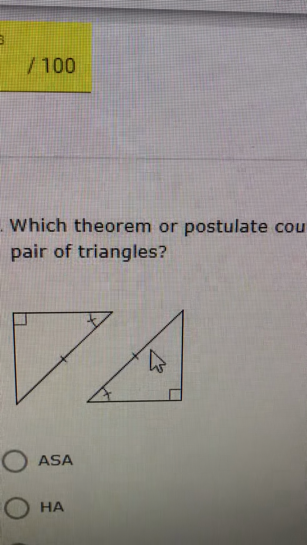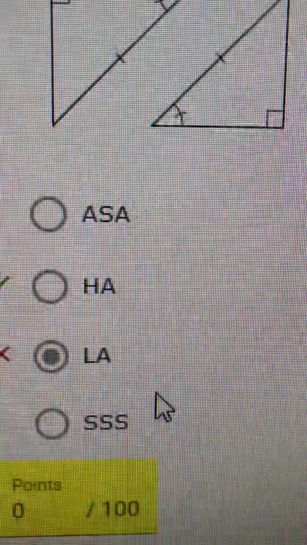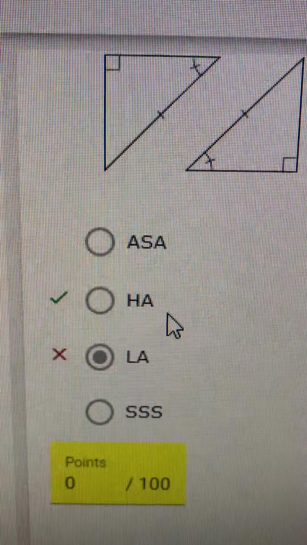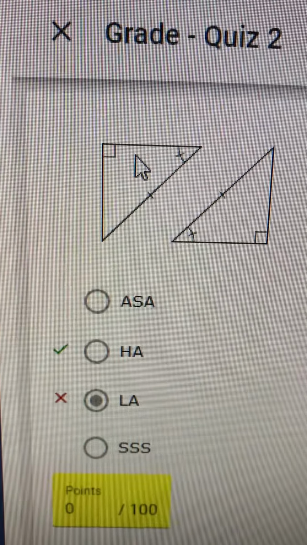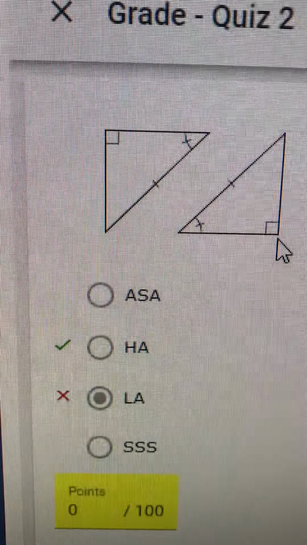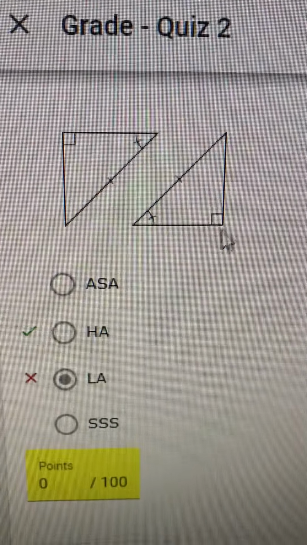So we've got an angle and a hypotenuse, so it has to be hypotenuse angle. And I never include the right angle in any of these postulates because it's already understood. It's already part of it.